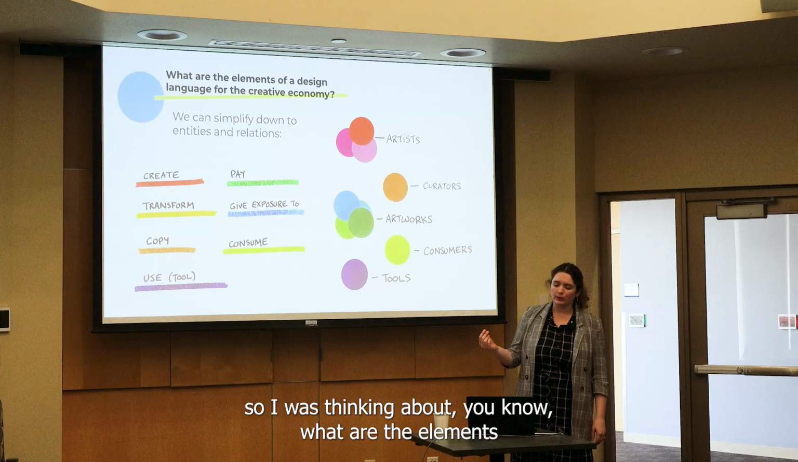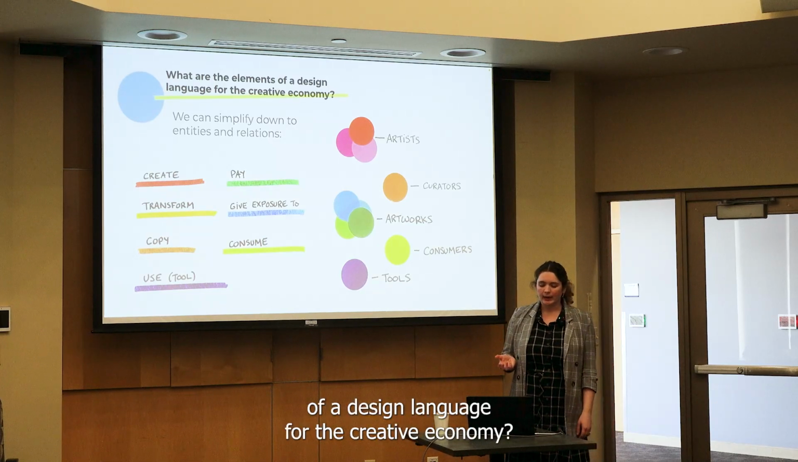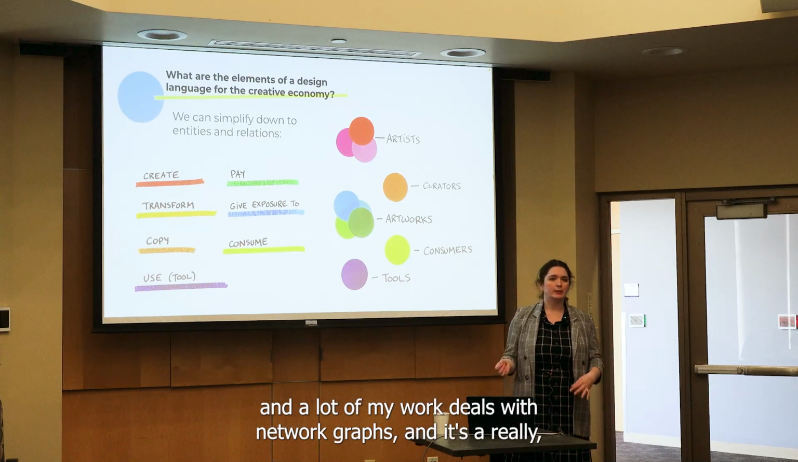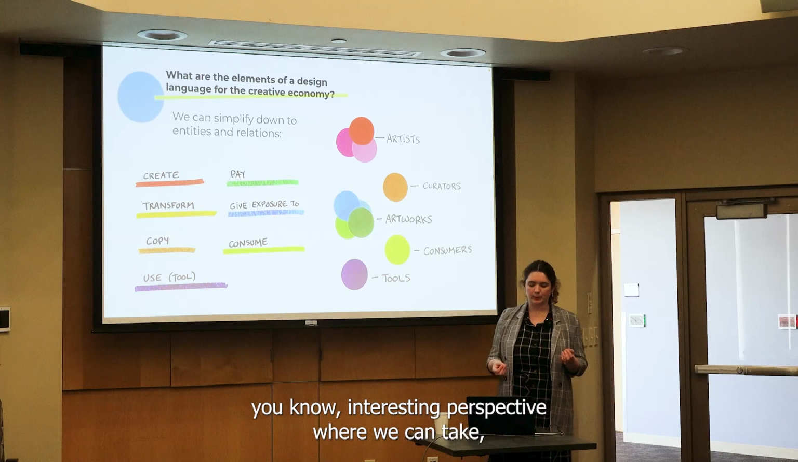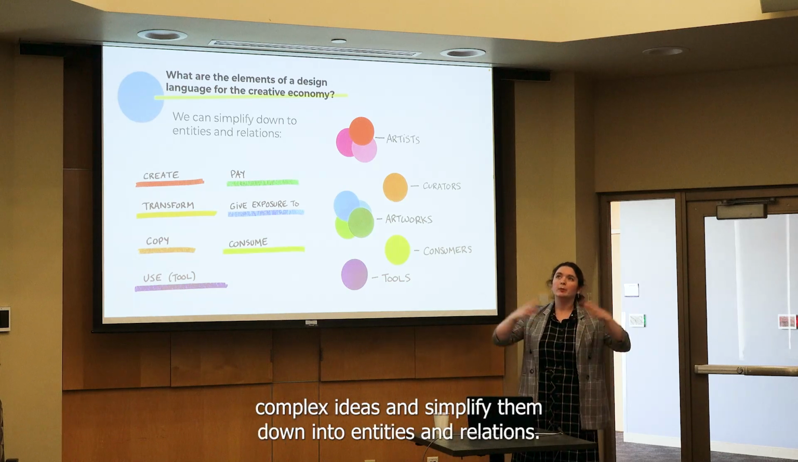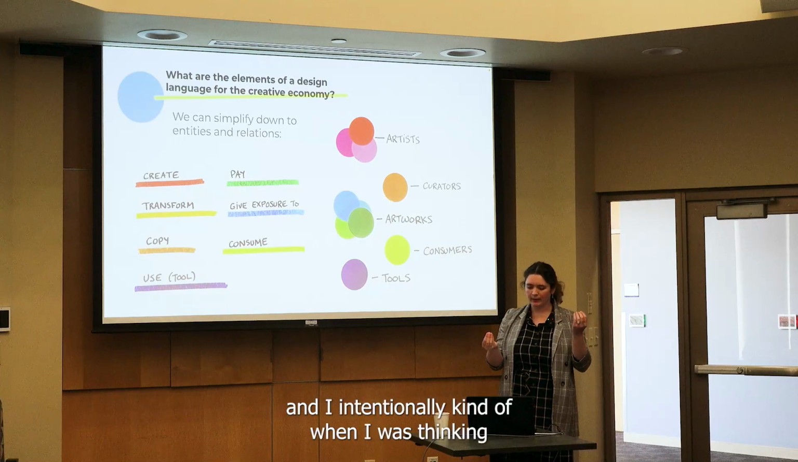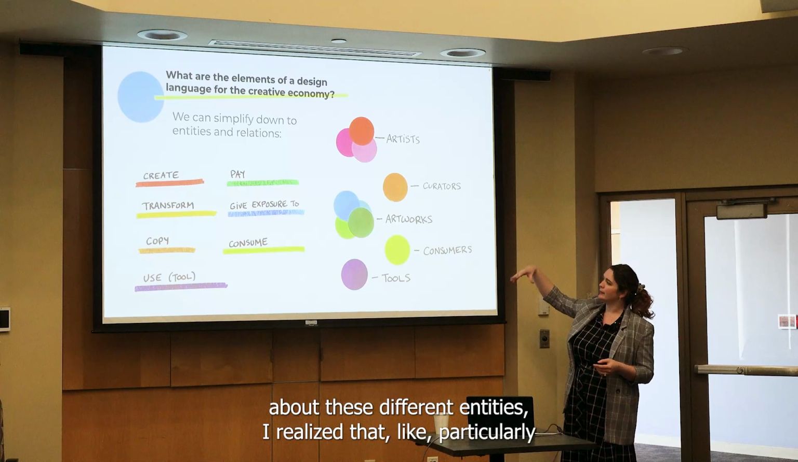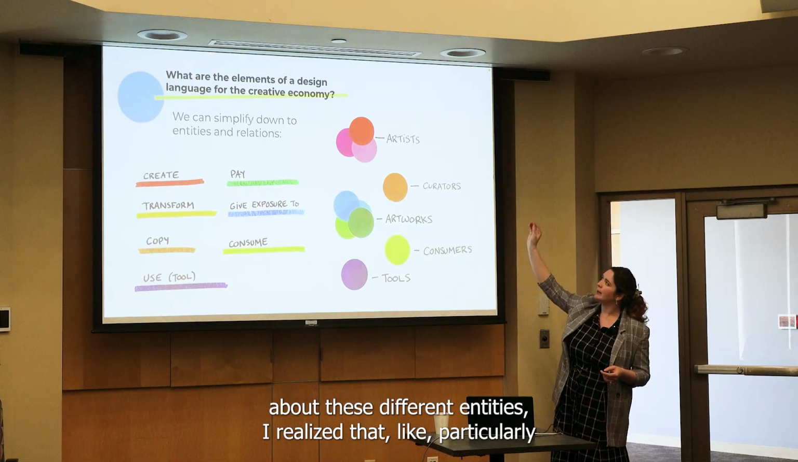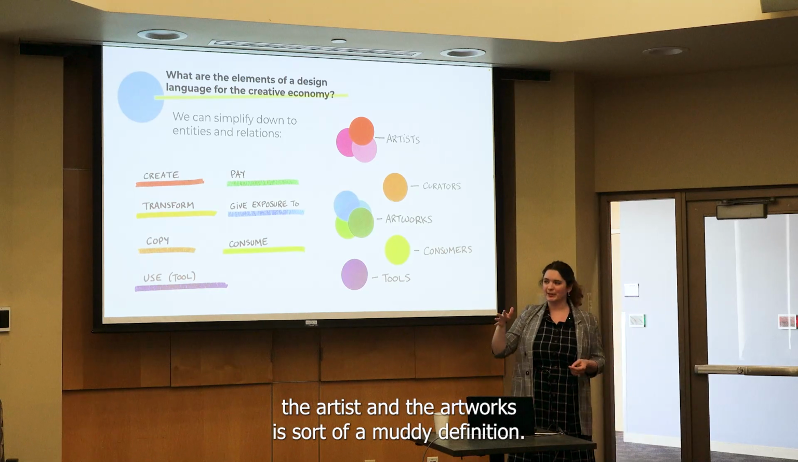So I was thinking about what the elements of a design language for the creative economy are. A lot of my work deals with network graphs, and it's a really interesting perspective where we can take complex ideas and simplify them down into entities and relations. Intentionally, when I was thinking about these different entities, I realized that particularly the artist and the artworks are a muddy definition, right?